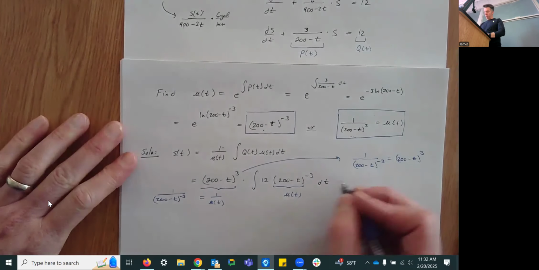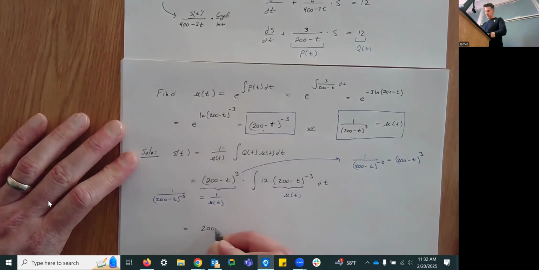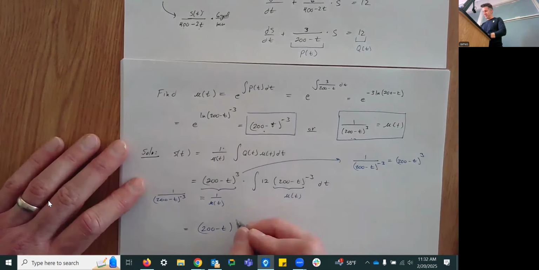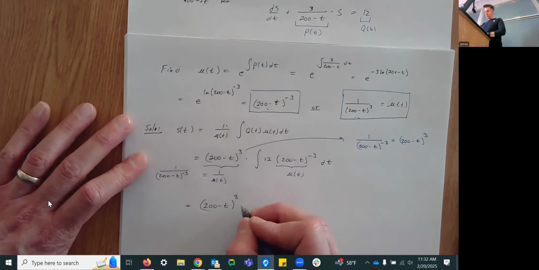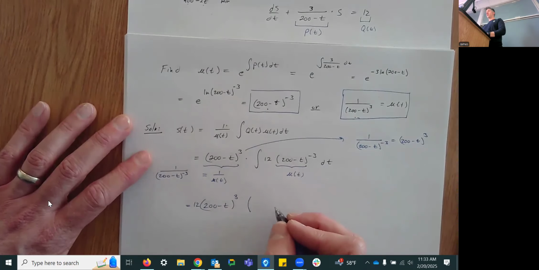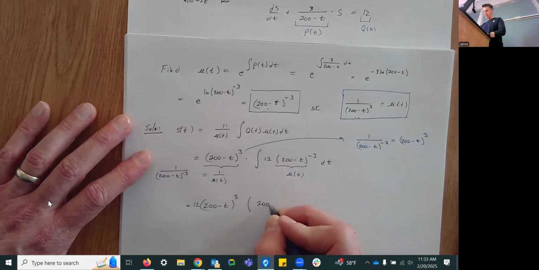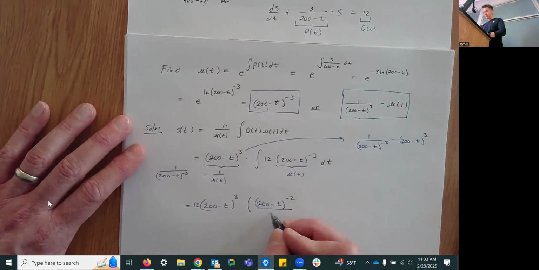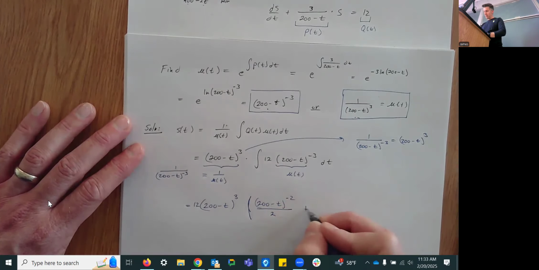So then we're going to integrate. The 200 minus t to the negative third is going to hang out in front. Sorry, 200 minus t to the positive third. It's going to hang out in front. And then the 12 we can also pull out in front. And then the integral of 200 minus t to the negative third is going to be, we don't need to use the substitution here, although we could, 200 minus t to the negative second divided by negative 2, also divided by negative 1 because of the negative on the t there. So let's just divide by positive 2 plus c.